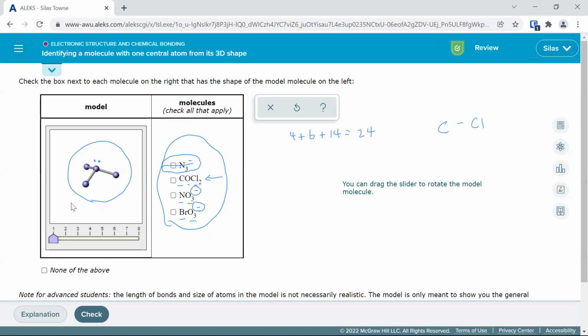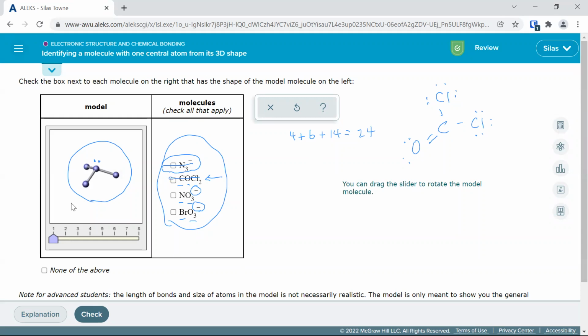So if I do carbon bonded to a chlorine, and oxygen, fill these octets out, I get 8, 16, 24, 26. So that is too many. So I'm going to erase these, and I would end up with a double bond here, which is a trigonal planar Lewis structure, not trigonal pyramidal. So that one does not fit.